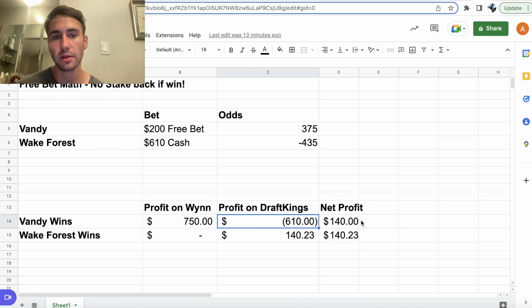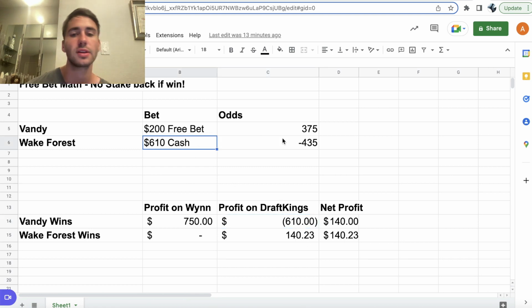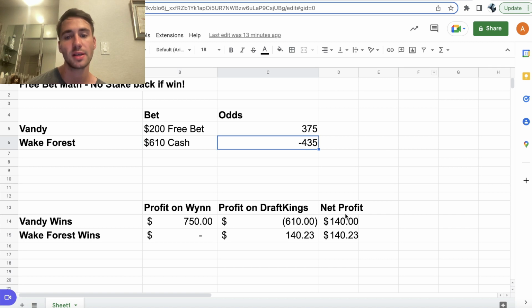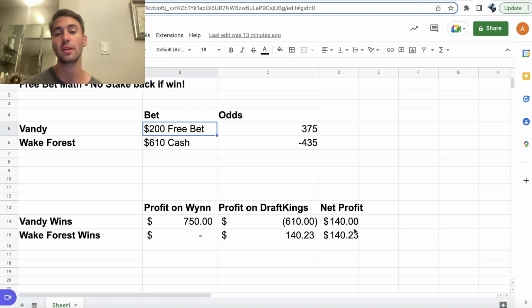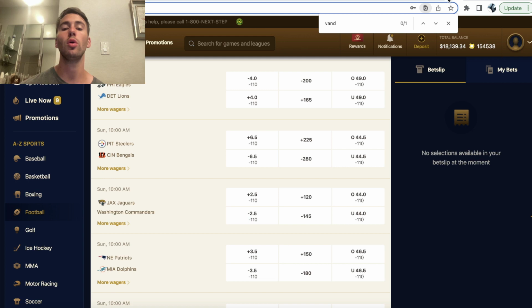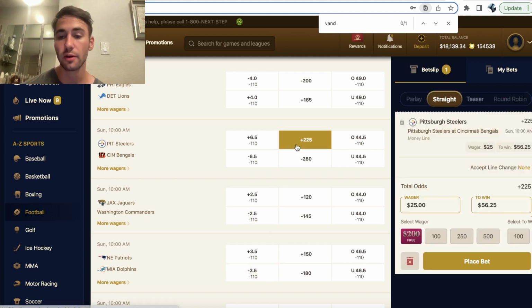Now what if my free bet loses? Well, it's a free bet. It's a bonus. It's not real money. It's not your money. You lose nothing. Your profit is zero. But what you win on DraftKings if Wake Forest wins is, well, you bet $610 at minus 435 odds. So you win $140. So 70% conversion. In either case, you turn your $200 free bet into $140 in cash. You're just hedging, right?